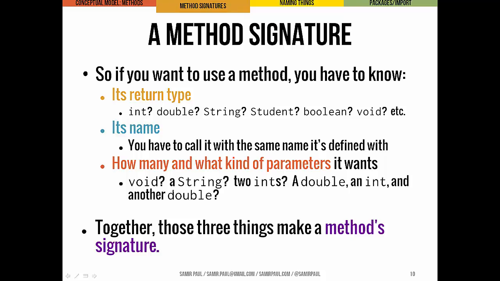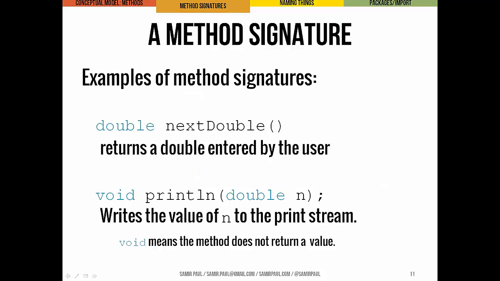So you can see if it doesn't want anything, fine, no parameters. If it wants a string, then we've got to give it a string. If it wants two ints, we've got to give it that. If it wants a double, then an int, then another double, that order matters. You can't just give it a double, double, int, or an int, double, double. It's got to be the exact order that it's defined in. Those three things together are what we call a method's signature.